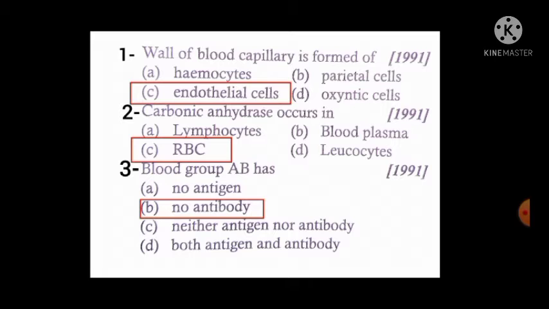The wall of a blood capillary is formed of endothelial cells, which are squamous cells. Carbonic anhydrase occurs in the RBCs. Blood group AB has no antibody but has antigen A and antigen B present on its surface.